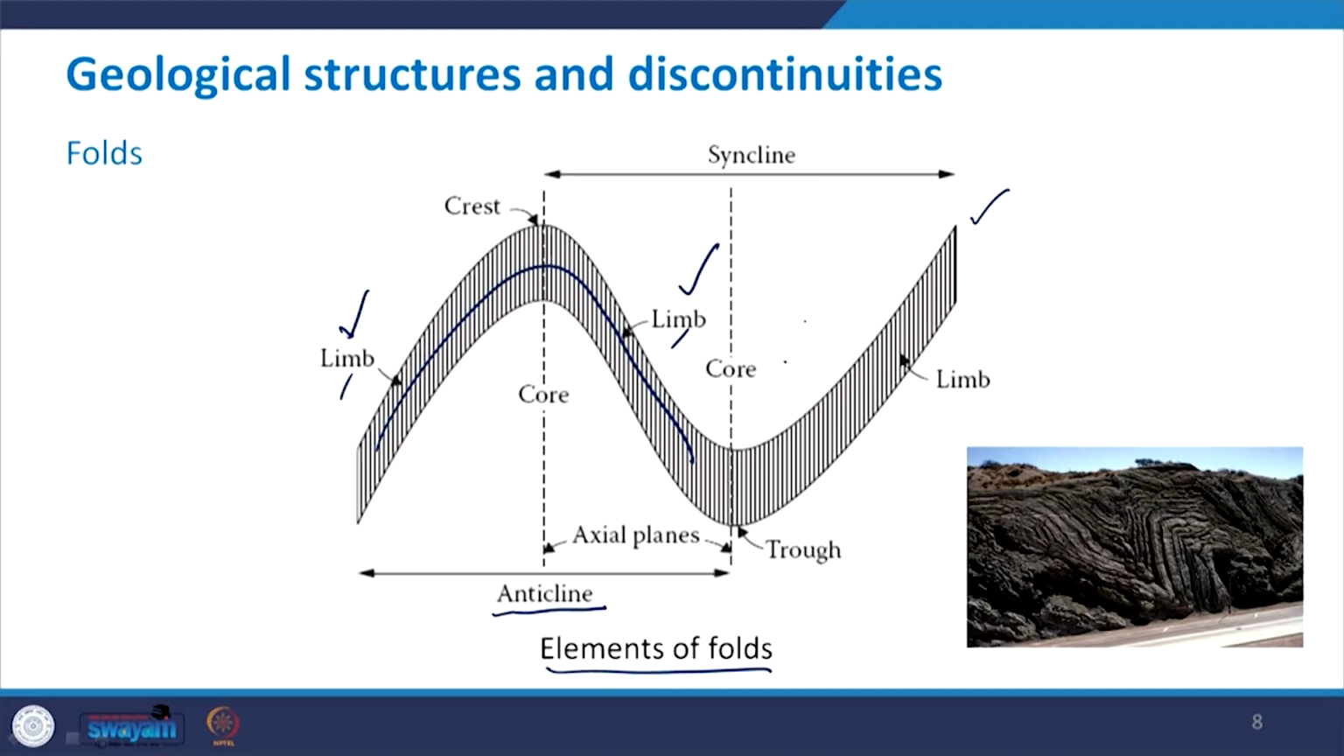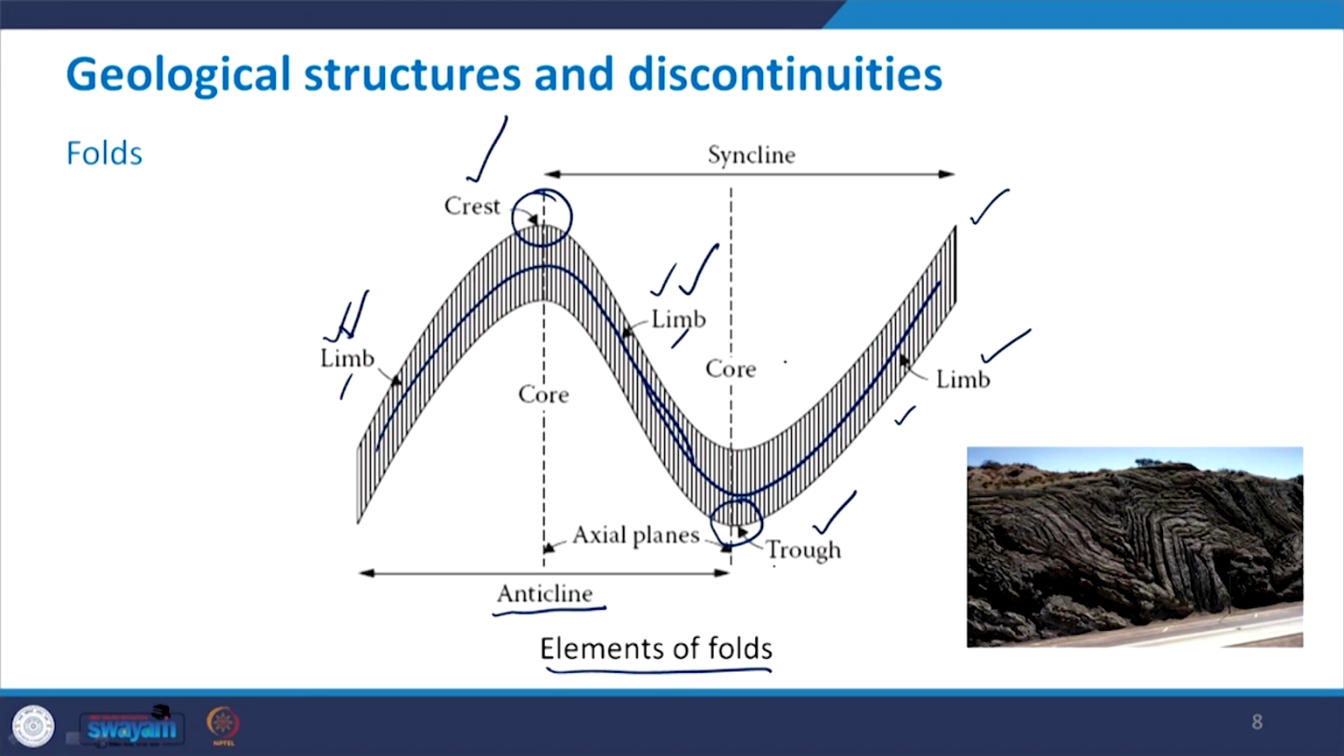However, take a look at the syncline. In this case, this is your syncline. In this case, the limbs on both sides dip towards the axis of the fold. Now, the highest point of any anticline is called the crest, and the bottommost point of any syncline is called the trough. Obviously, we have already seen that the sloping sides are called limbs.